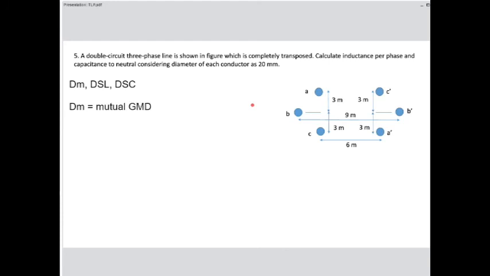How do we calculate DM? The general formula is DAB times DBC times DCA, and we have three distances, so we take the corresponding cube root. That's for GMD, the mutual DM. Now DAB: all the mutual distances between A and B.